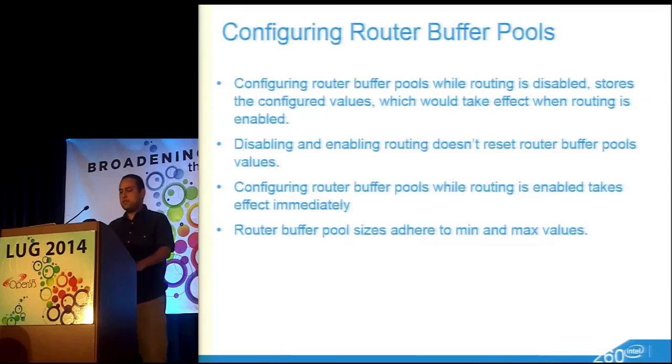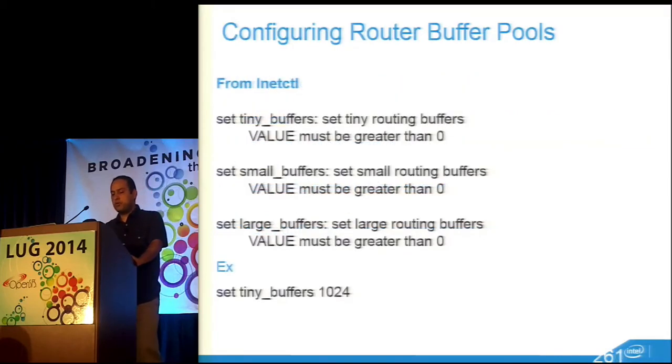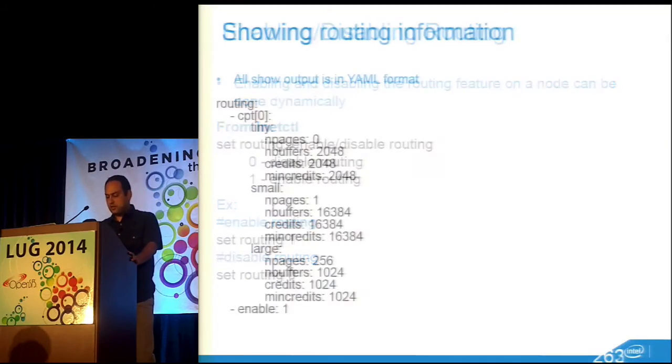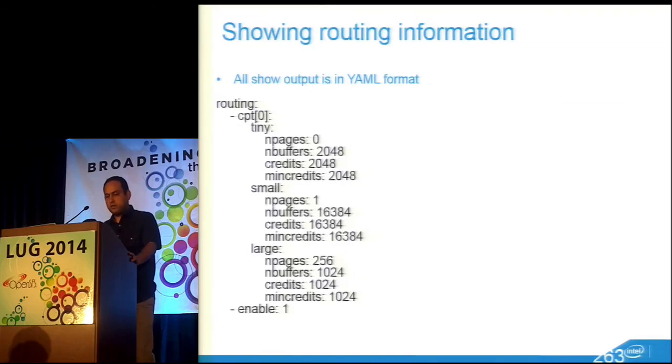And here's how you set the routing. You enable or disable routing by, again, set routing 0 for disable or 1 for enable. And you can show the output, the show routing information. So it dumps all the information about the buffers. This is good for a scenario that I'll talk about later.